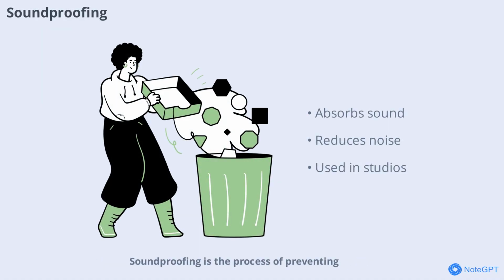Soundproofing is the process of preventing sound from entering or leaving a space. It involves using materials that absorb or block sound waves, such as foam panels, carpets, and double-glazed windows. Soundproofing is important in recording studios, offices, and homes to ensure privacy and reduce noise pollution.